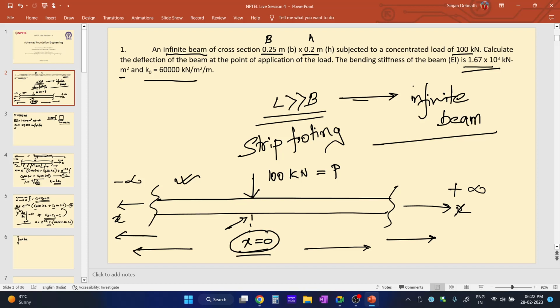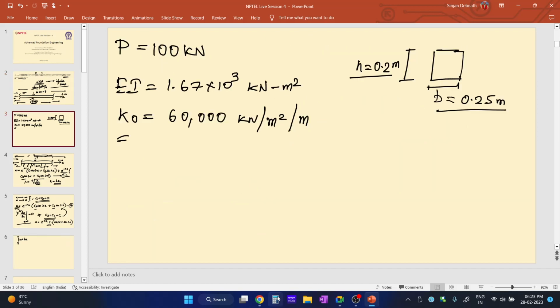So the load is acting at the reference point, and in the x direction the right part tends towards positive infinity, and the left part tends towards negative infinity. This is a very long beam. A strip footing can also be represented using an infinite beam, a very long strip footing. That's why we are solving these types of problems, in order to understand these calculations better. So the information which is given.